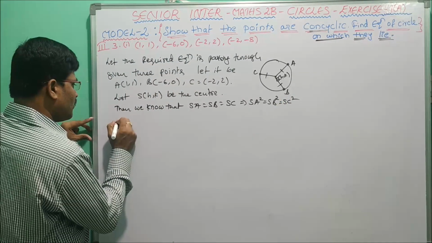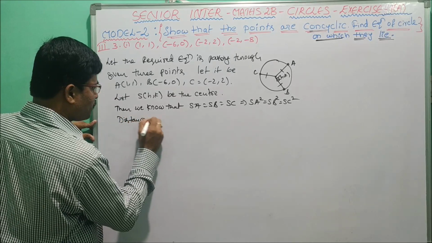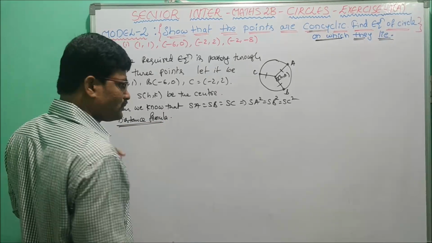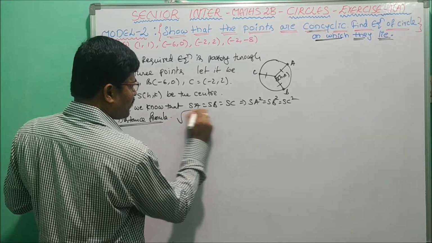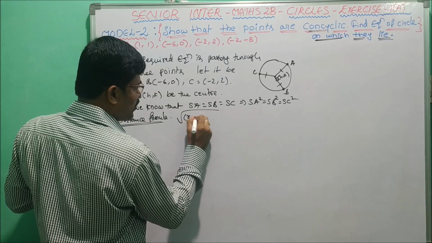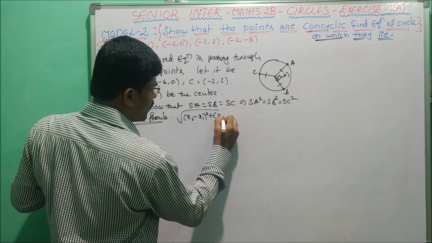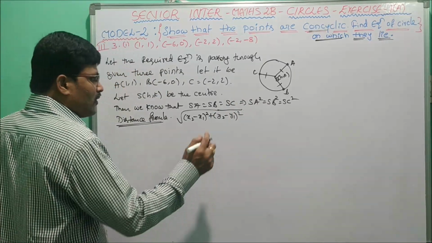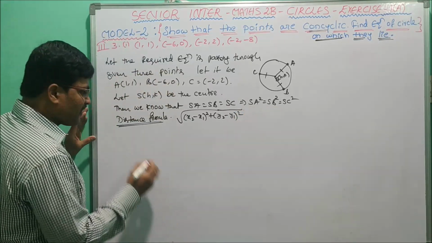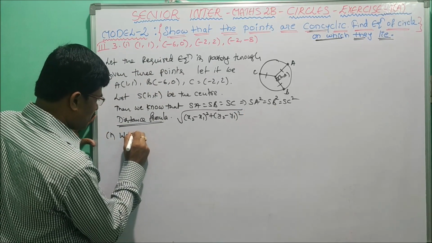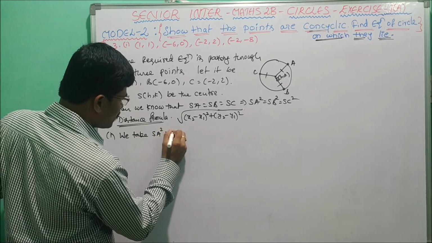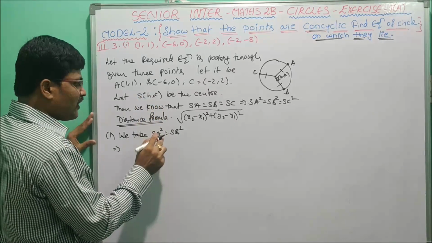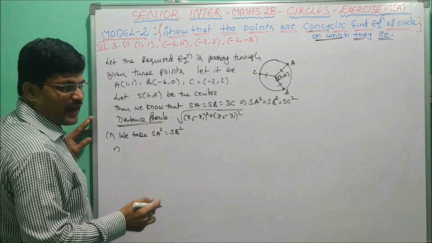Here, using the distance formula. First we write the distance formula: square root of (x2 minus x1) whole square plus (y2 minus y1) whole square. This is the distance formula. From this condition, first we take SA square equal to SB square. Squaring on both sides, the square root will be cancelled.